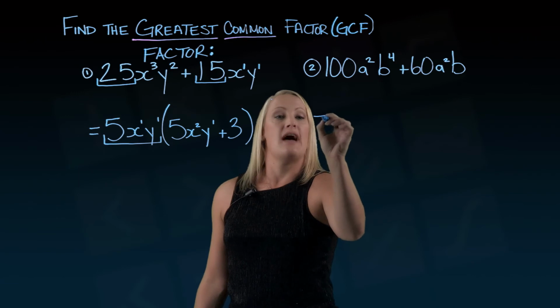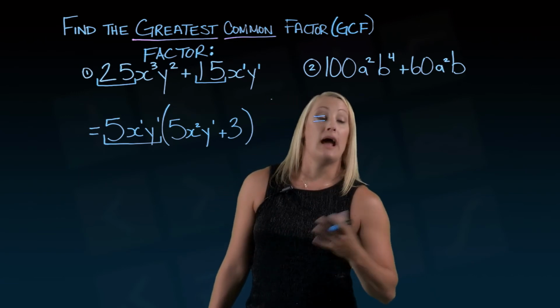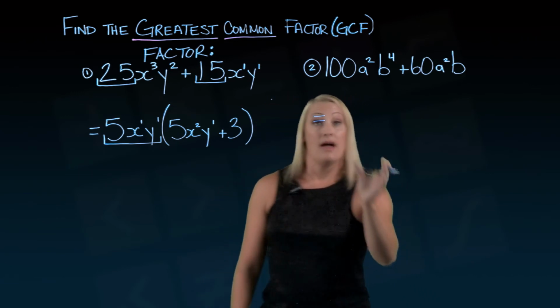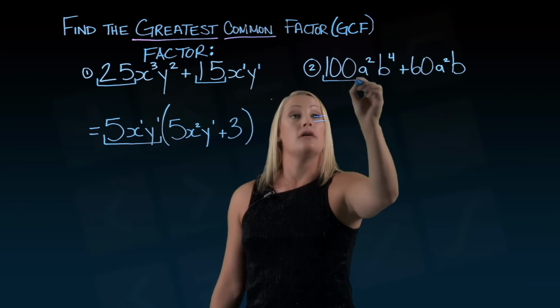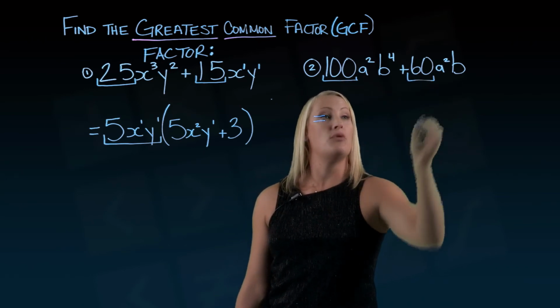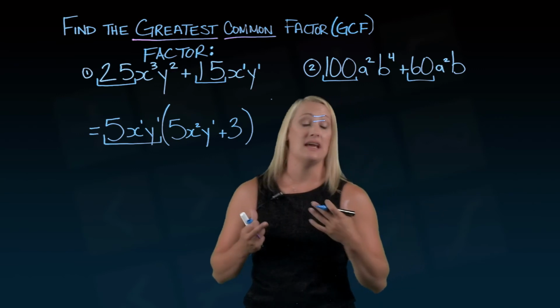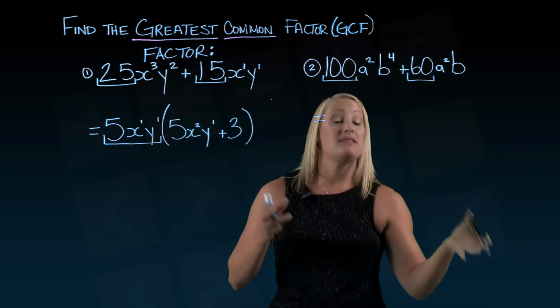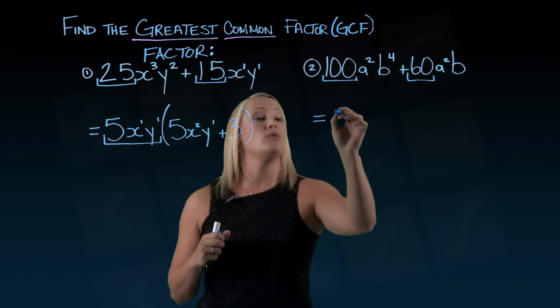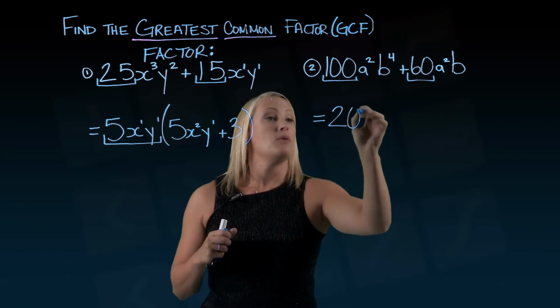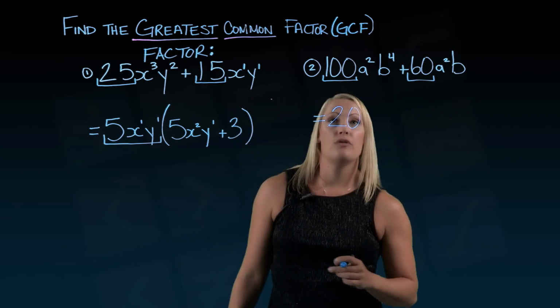So hopefully you did that. And I'm going to do this one now for you. First, we're going to focus on numbers, then we'll worry about the letters. I've got 100 and I've got 60. And if you did that list underneath both of those numbers, hopefully you realized that 20 was the biggest number that goes evenly into both of those.